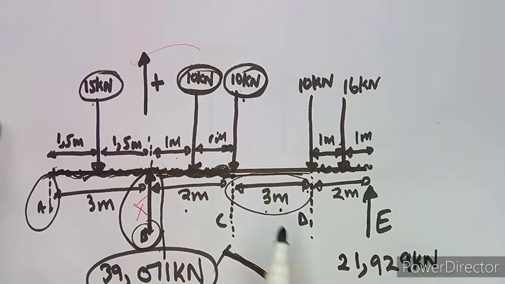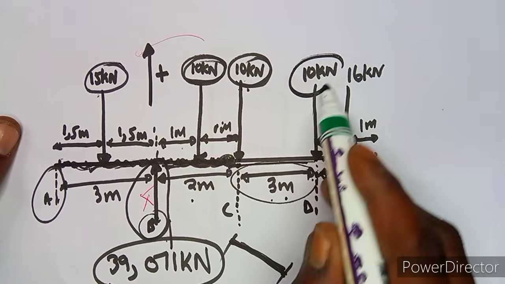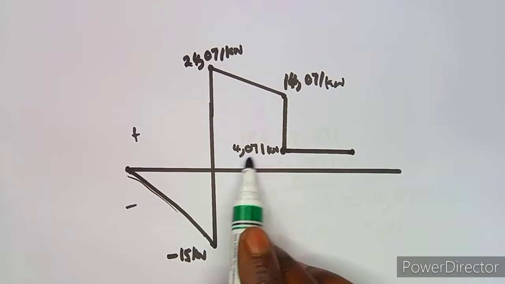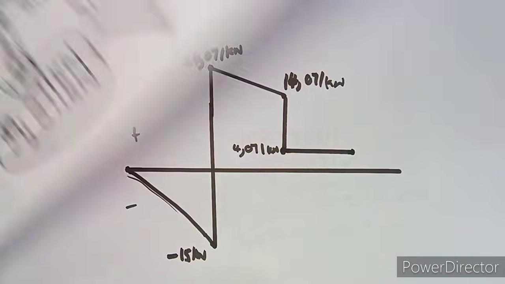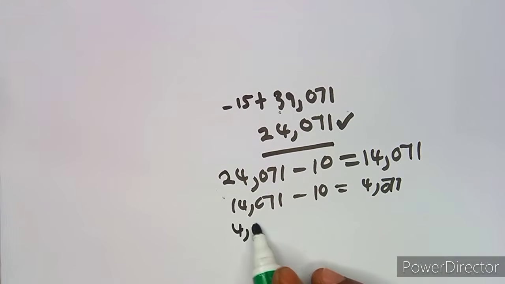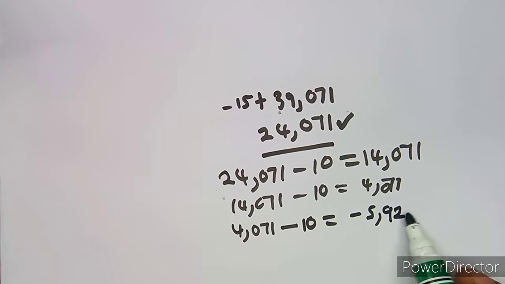Then what happened after that? We went down, because this force is pointing downwards. Remember, anything that is pointing downwards, you subtract from what you are having. So at this point of 4.071, we are going to subtract 10, but it's going downwards, so it's going to be direct going downwards like that. If we subtract 10, we are going to be left with minus 5.929, something like that.